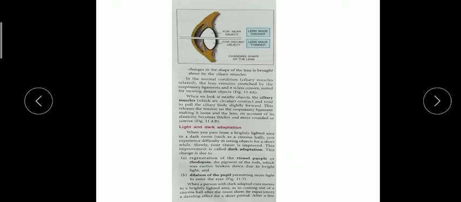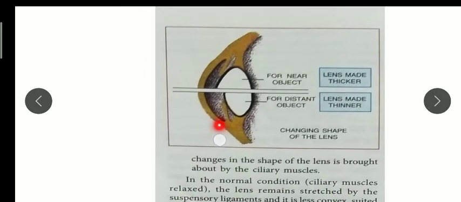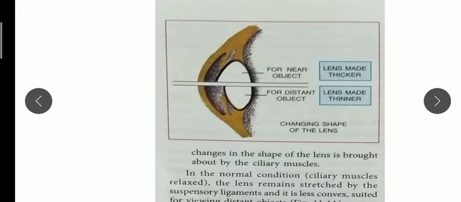So remember these 2 things. Now you can see one nice picture is given, and clearly they are showing that here the lens becomes thicker. You can see the thick lens here for a near object, and for a far object, the lens becomes thin. So you can see the difference between the 2. This curvature of the lens will change, and this change is brought about by the ciliary muscle.